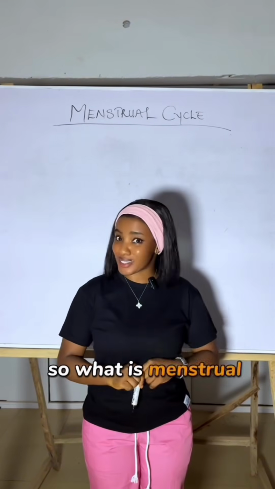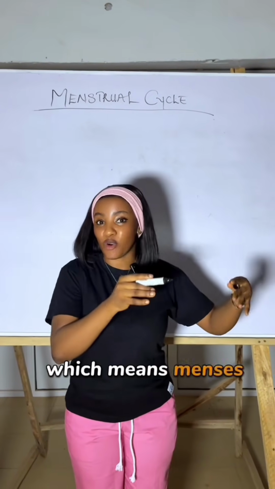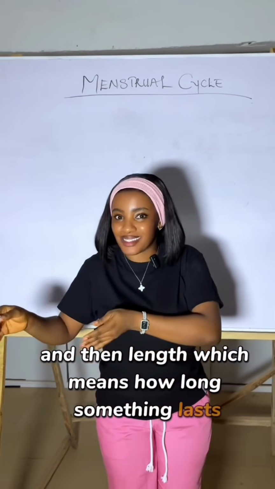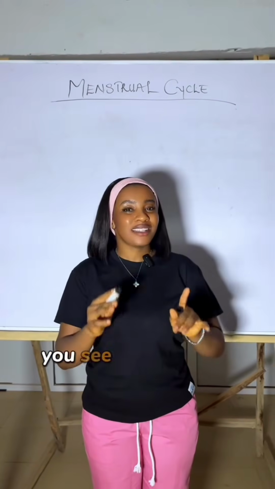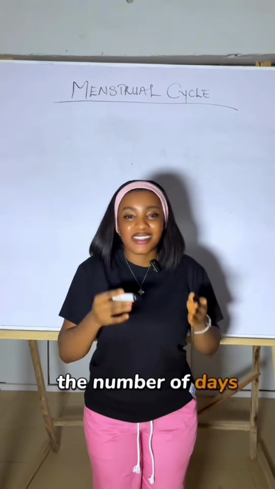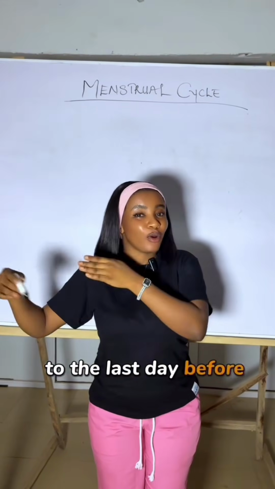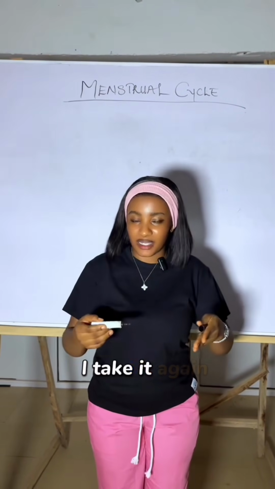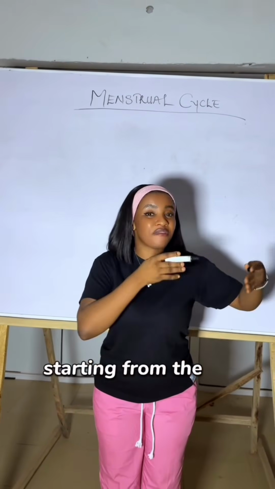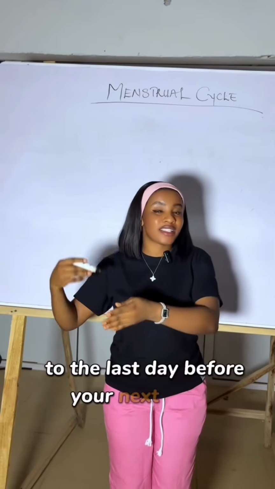So what is menstrual cycle length? It is gotten from the word menstrual, which means menses or period, and then length, which means how long something lasts. So putting them together, menstrual cycle length simply means the number of days starting from the first day of one period to the last day before your next period. I take it again. Menstrual cycle length is the number of days starting from the first day of one period to the last day before your next period.